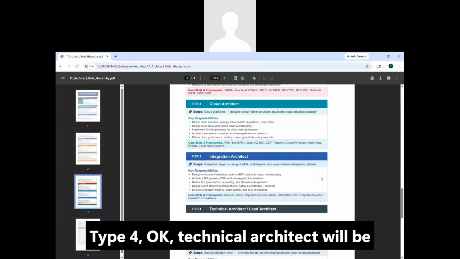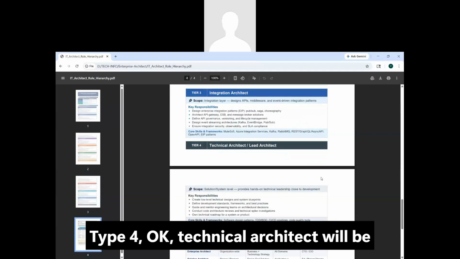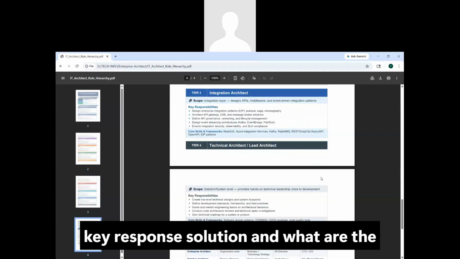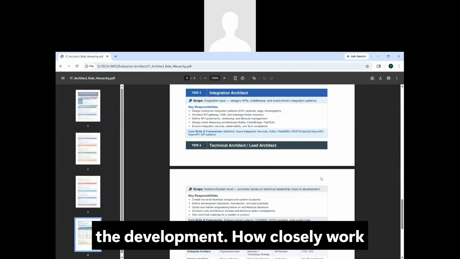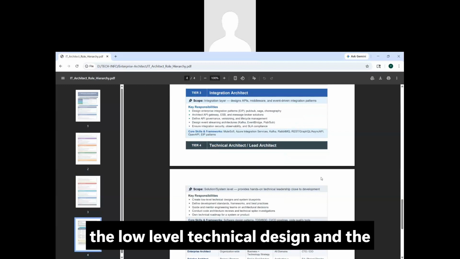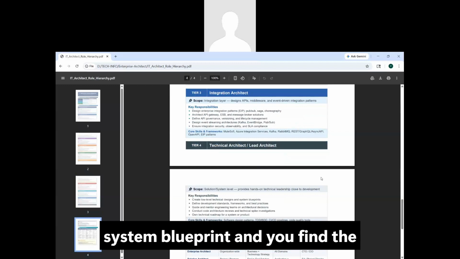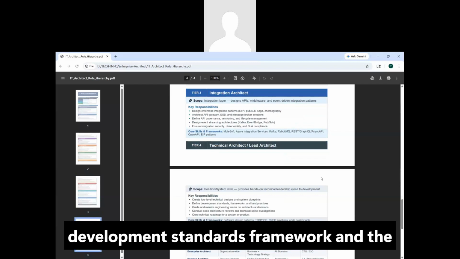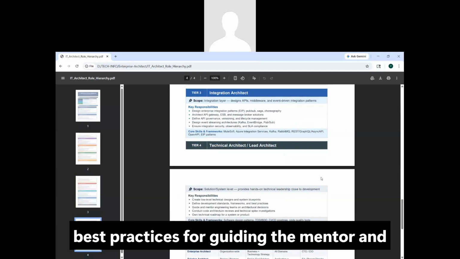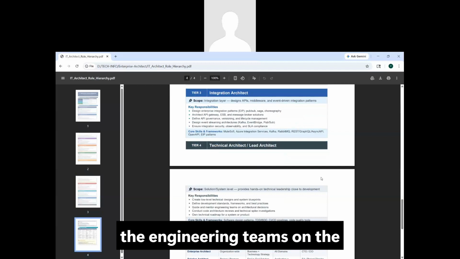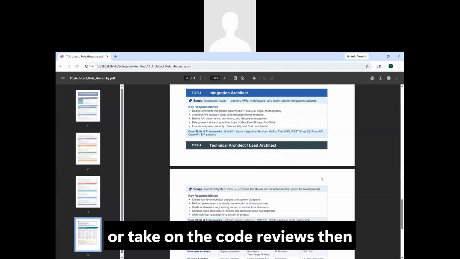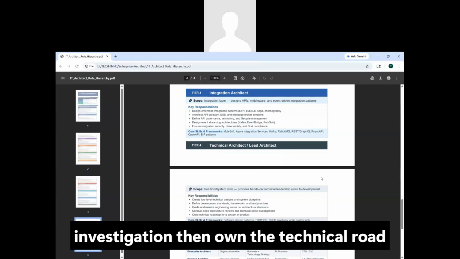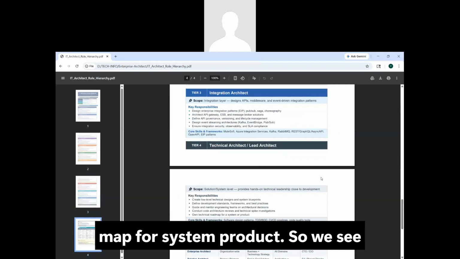Then, apart from these, there is the technical architect, the type 4. The technical architect is key to the solution and system design. He provides hands-on technical leadership, works closely with the development team, creates the low-level technical design and system blueprint, and defines the development standards, framework and best practices. He guides and mentors the engineering teams on the architectural design, conducts code reviews, technical spikes and investigations, and owns the technical roadmap for system products.